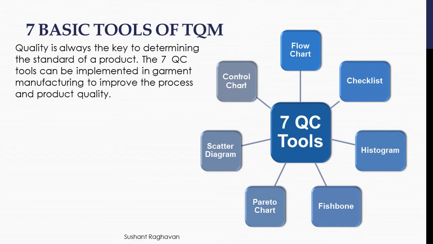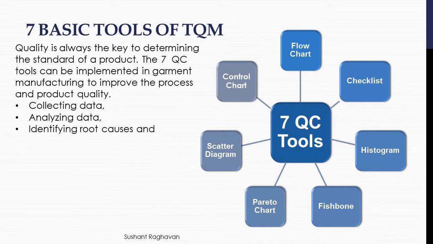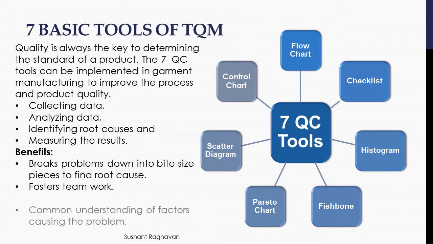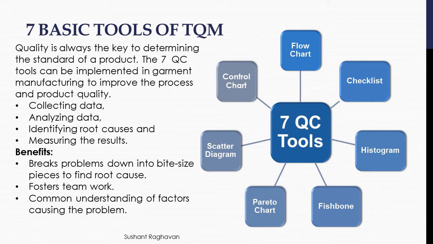Quality is always the key to determining the standard of a product. The 7 QC tools can be implemented in garment manufacturing to improve the process and product quality. Collecting data, analyzing data, identifying root causes, and measuring the results. Benefits: breaks problem down into bite-sized pieces to find root cause. Fosters teamwork, common understanding of factors causing the problem, follows brainstorming relationship.